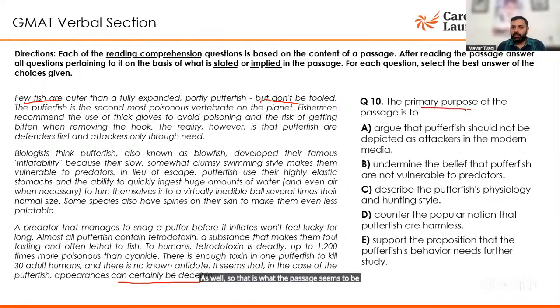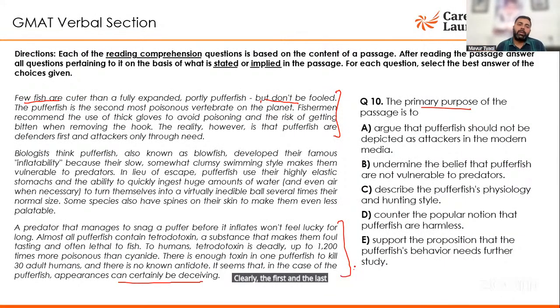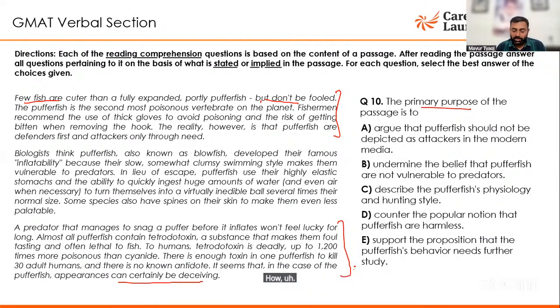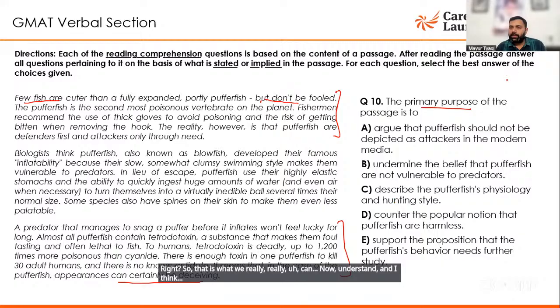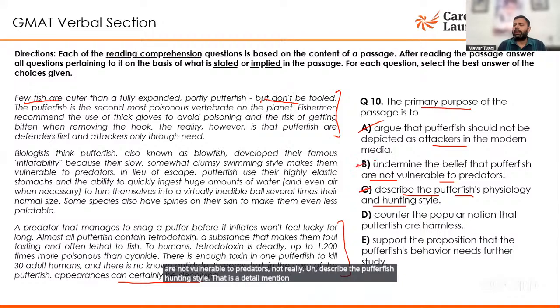If you ask me the primary purpose, all I'll do is look at the first and the last paragraph. Clearly, the first and the last paragraph have the same underlying theme, which is that looks can be deceiving, right? How pufferfish can really be dangerous, even though it may not appear as such. So that is what we can understand. And if we look at the answer choices, should not be depicted as attackers? Not really. Undermine the belief that they are not vulnerable to predators? Not really. Describe the pufferfish hunting style? That is a detail mentioned for sure, but that's not the main idea, guys. That's not something that the entire passage as a whole is trying to do.